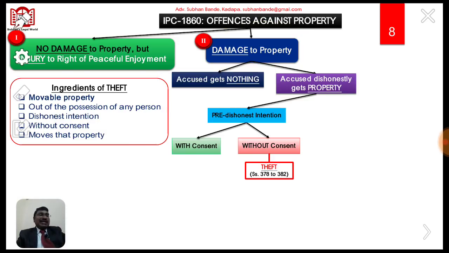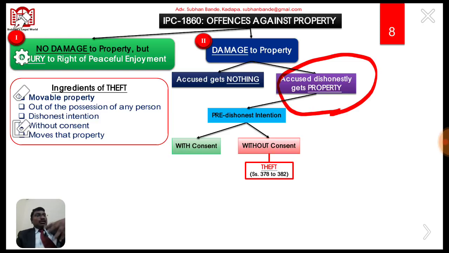The second category of offences against property. Here the accused dishonestly gets the property with pre-dishonest intention. Before obtaining such property, he has some dishonest intention in his mind to get such property from the lawful possessor of the property. Such dishonest intention originates in his mind before he obtains such property from the lawful possessor.